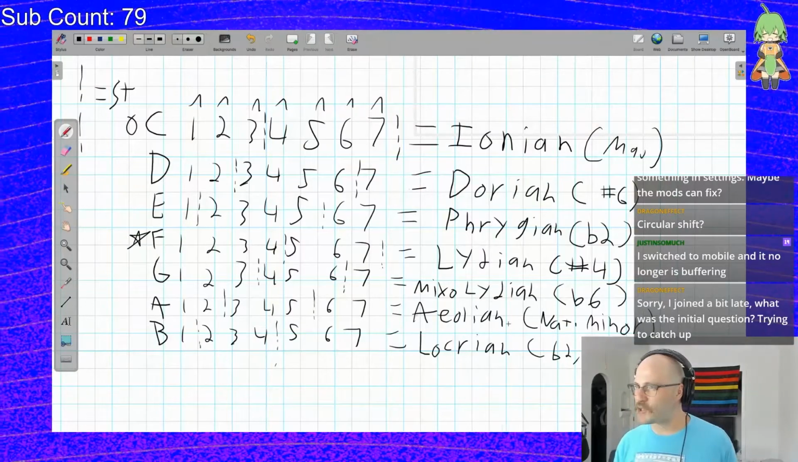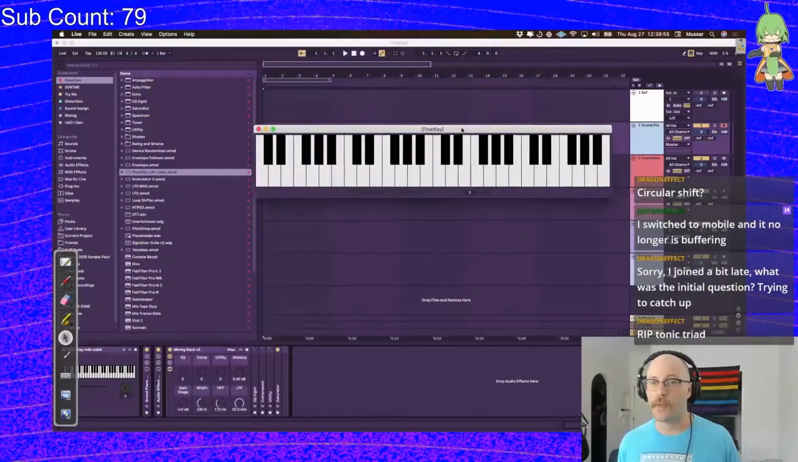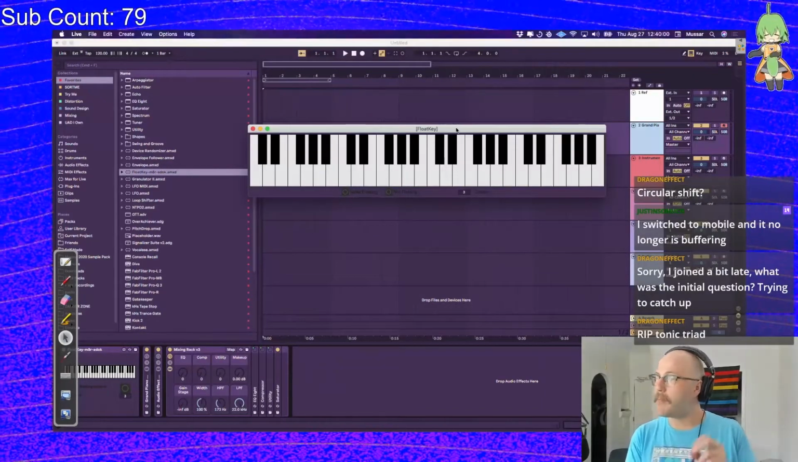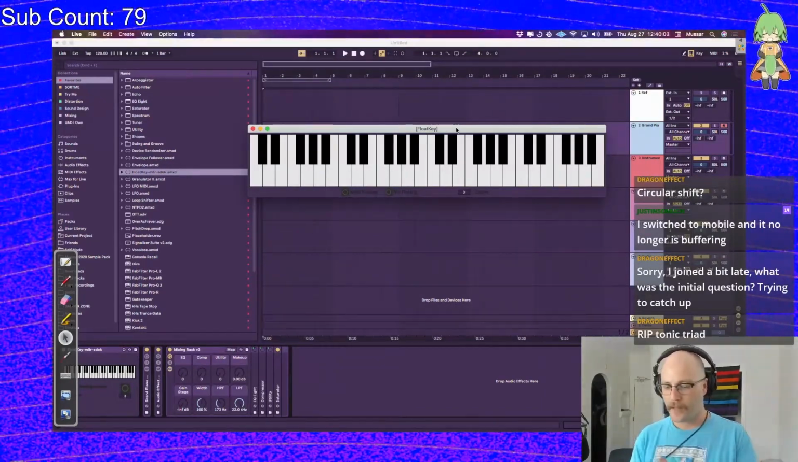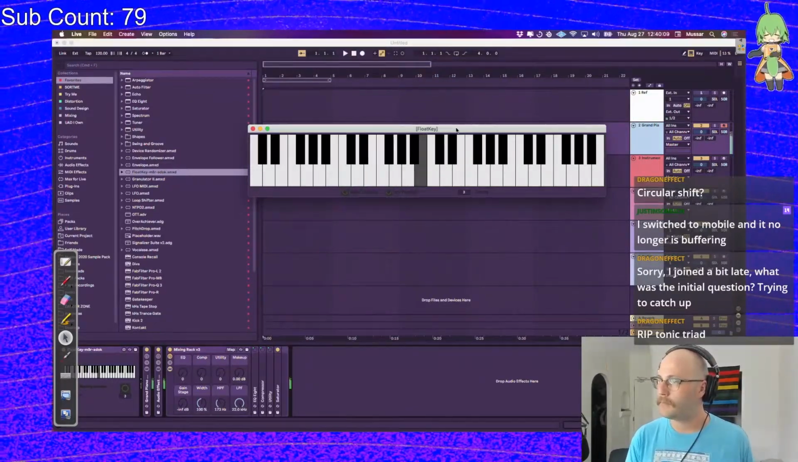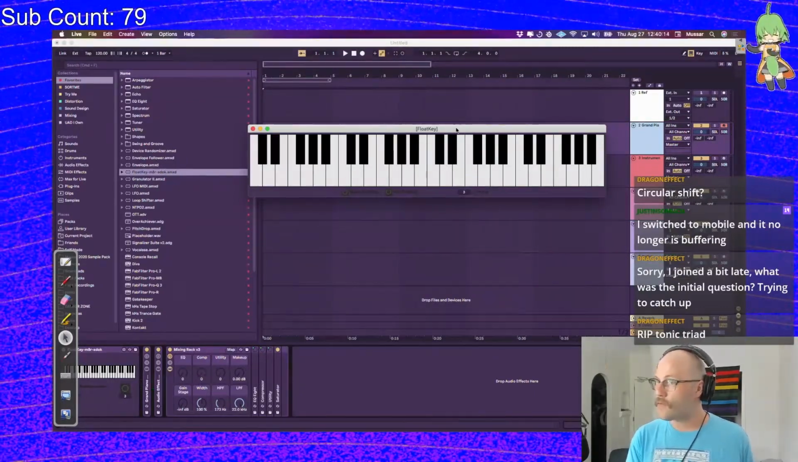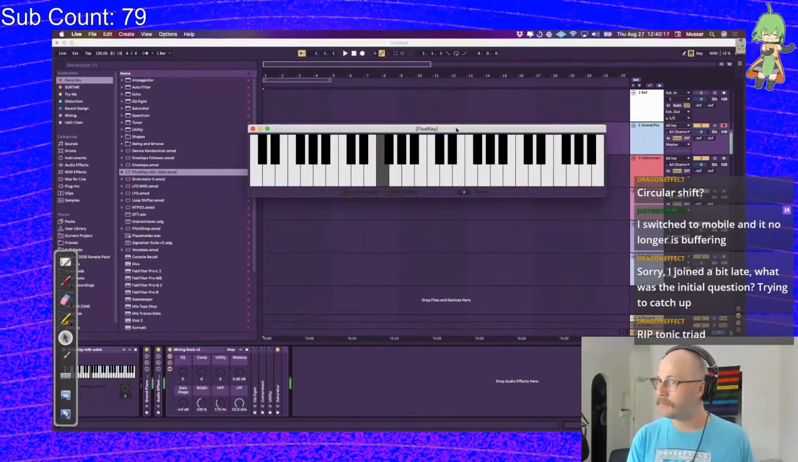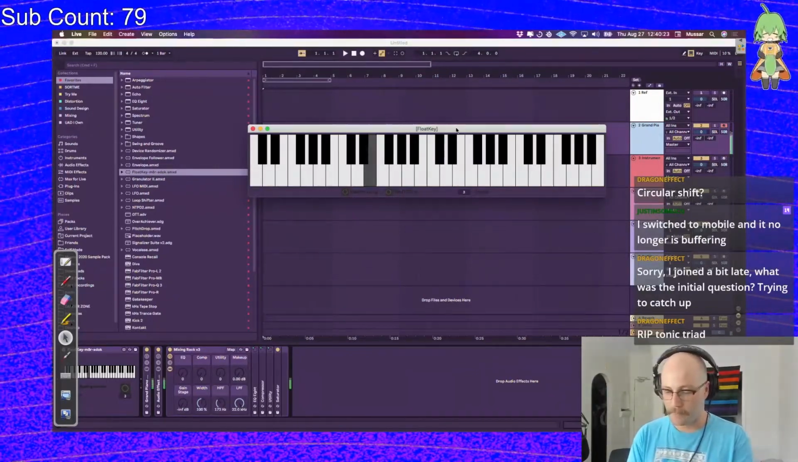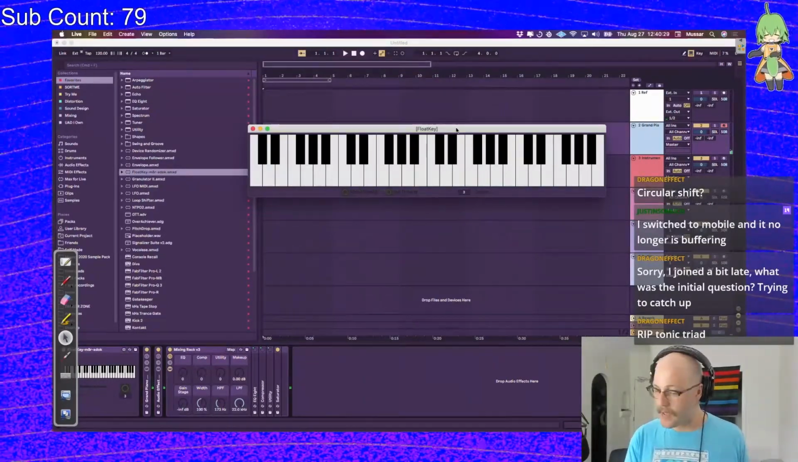Locrian is a very special mode, and the piano is actually perfect for showing off these modes, because Ionian, the major scale, the major mode that we start from, is just all the white keys from C to C. Dorian is all the white notes from D to D. Phrygian from E to E. Lydian from F to F.